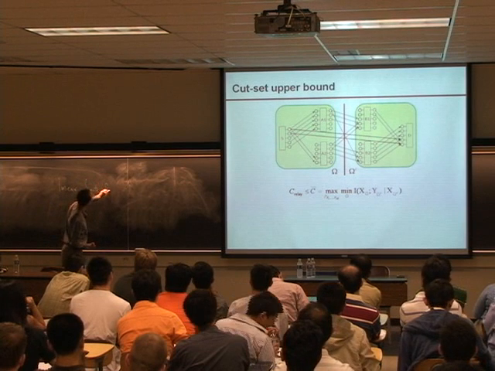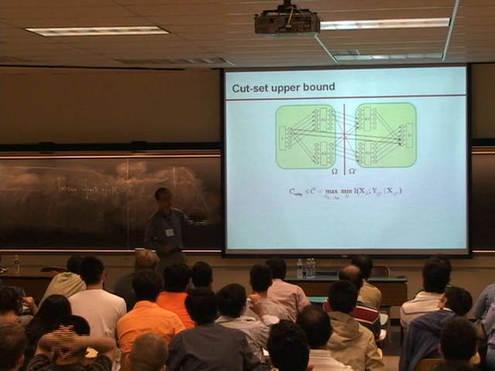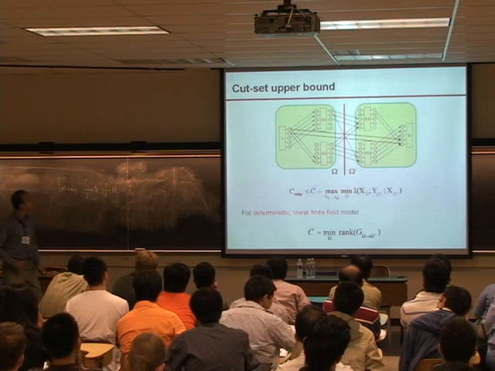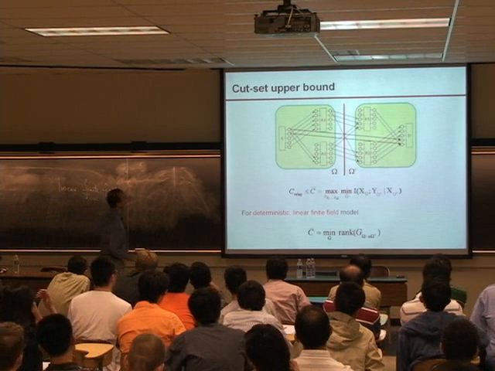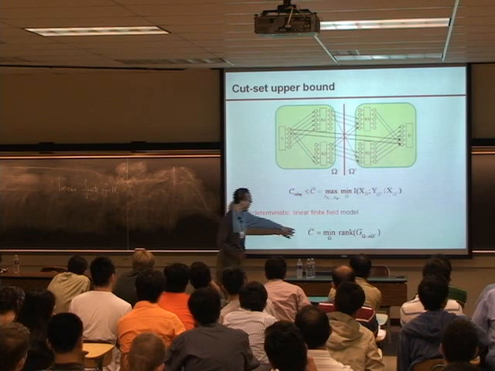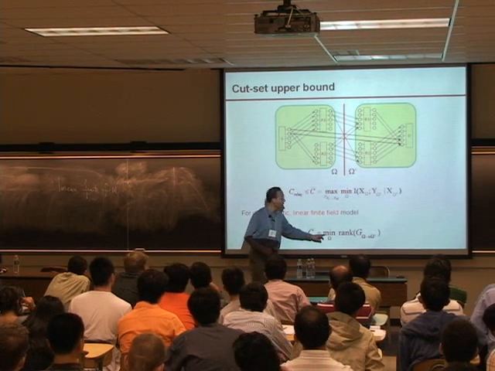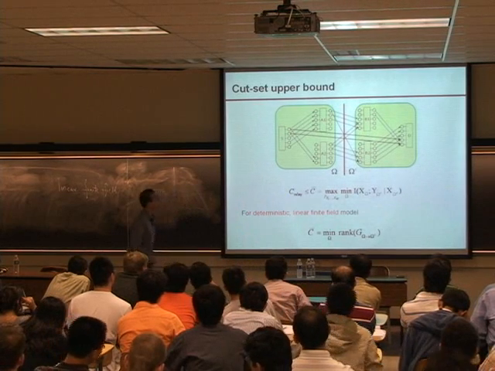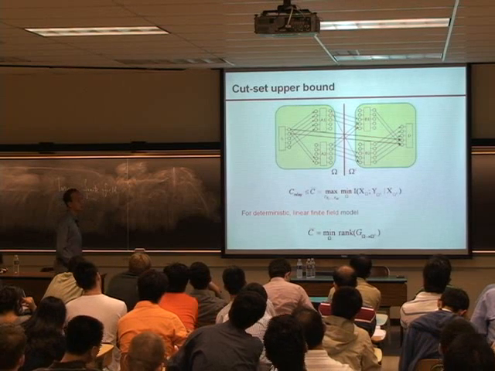We can compute this bound. It turns out that this Cutset bound can be computed very explicitly in our model. And the Cutset bound, C bar, is just simply given by the minimum of the rank of the matrix G from omega to omega complement.